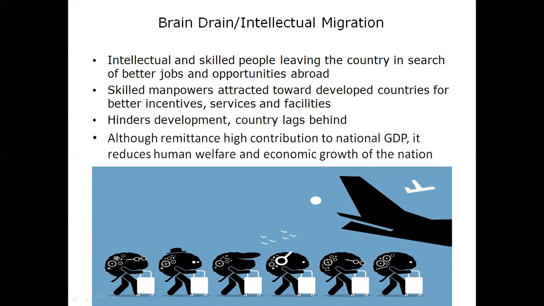So if such is the case, then why is it considered a problem? Although remittance is contributing significantly and a high proportion to the national GDP, it reduces human welfare and economic growth of the nation. It hinders development and the country lags behind because without its intellectual and skilled people, there will be no one capable enough to develop the nation. So brain drain is only a short-term solution of providing income to the country because at the end of the day, the skilled people will have to return to the country and develop the nation themselves.